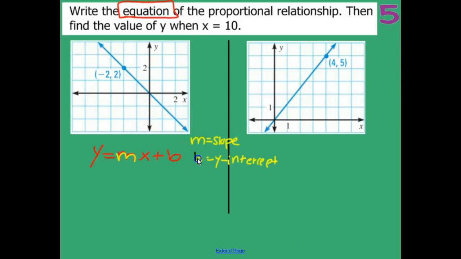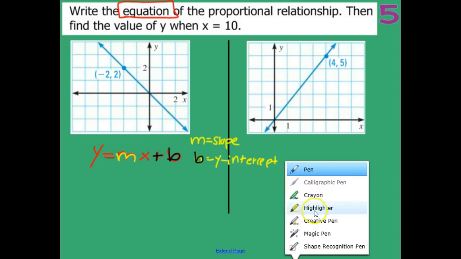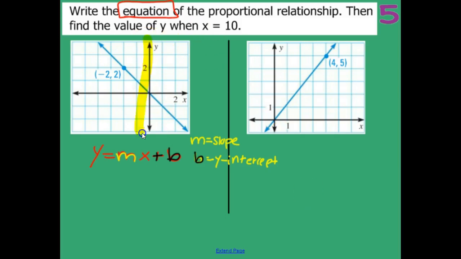So first, I like to start in alphabetical order and find b, where I cross the y-axis, or the y-intercept. So I'm going to look here. I'm going to highlight my y-axis, and look for where my blue line right here crosses the y-axis. Well, it crosses right in the middle at 0. So if you want, you can write b equals 0, or just plug it in your equation right below.